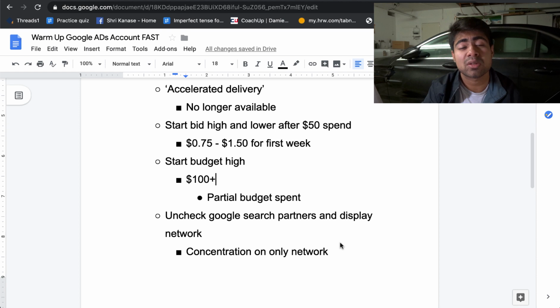But what you may notice is that the Google Shopping ads platform is the best platform for your store, meaning those ads that get shown up at the very top of Google, and Google Search Partners and Display Network, even though they're spending money, aren't getting you sales. So that is kind of wasted budget on these two.